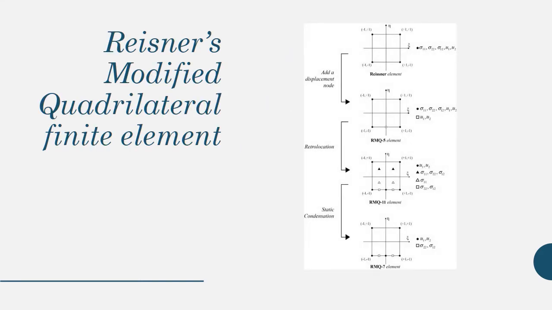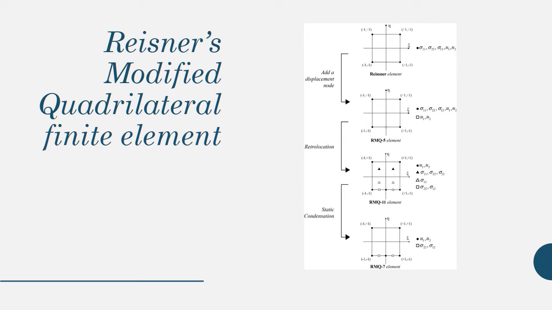So, what is the Reissner modified quadrilateral finite element? It is, in fact, three elements that have the Reissner element as a parent element. Those three elements are named the RMQ5, RMQ11, and RMQ7. The number following the abbreviation represents the number of nodes.